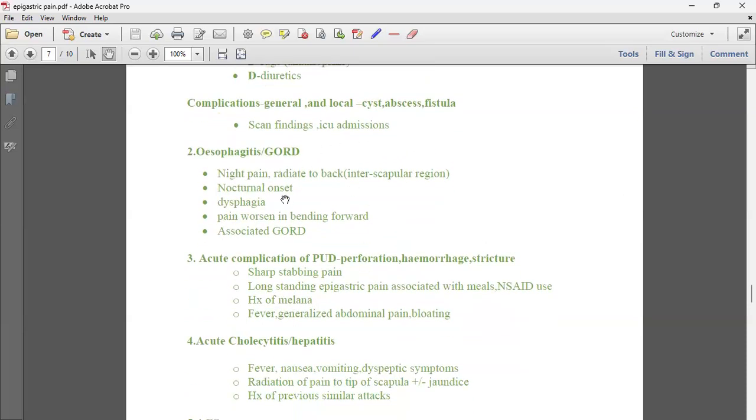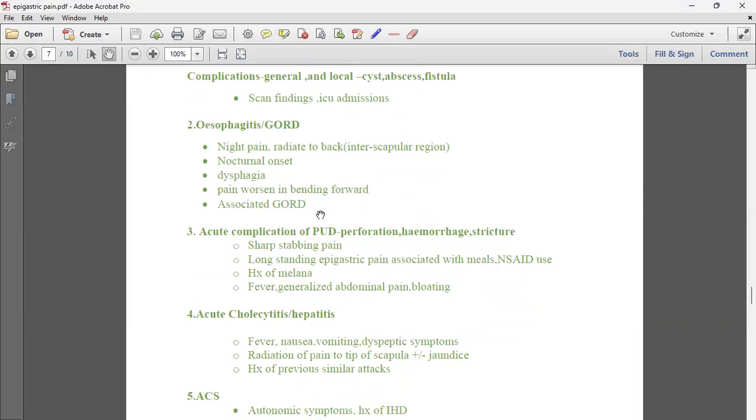Then another differential is GORD and esophagitis. There will be night pain, usually in the night, radiating to the back. There will be some degree of dysphagia, pain worsening on bending forward, and associated GORD symptoms like belching, burping, regurgitation of food, and all that.